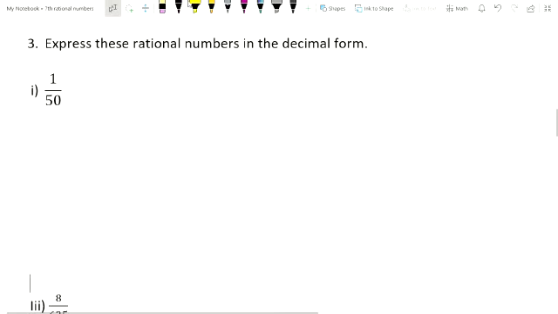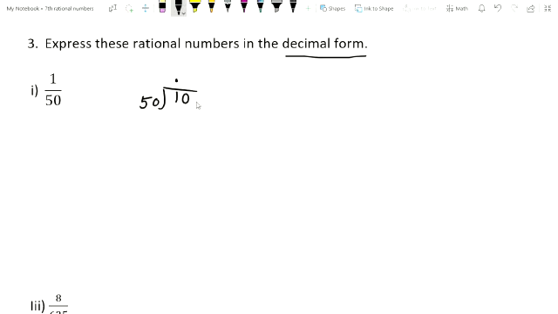Express these rational numbers in the decimal form. Okay, we are going to convert the rational numbers into decimal form. So what do you want to do, children? We have to divide. Okay, so 1 divided by 50. Here which is greater, children? The divisor is greater. So we can't divide. What do you want to do? Just keep the decimal in the quotient place, add 1 0.